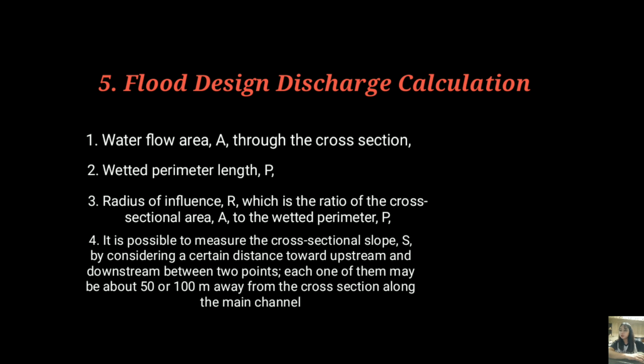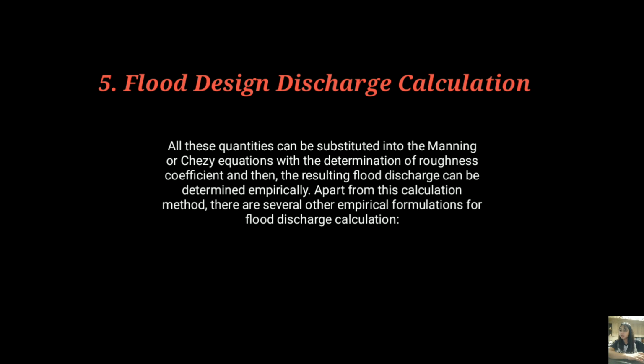It is possible to measure the channel slope S by considering a certain distance toward upstream and downstream between 2 points. Each one of them may be about 50 or 100 meters away from the cross-section along the main channel. All these quantities can be substituted into Manning's or Chezy's equation with the determination of the roughness coefficient, and then the resulting flood discharge can be determined empirically. Apart from this calculation method, there are several other empirical formulations for flood discharge calculations.